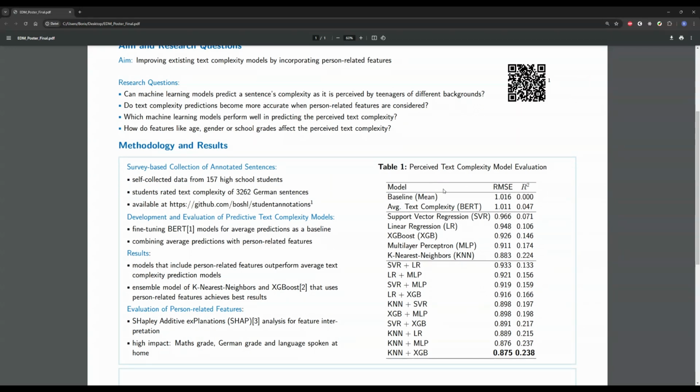In the next step, we did a Shapley additive explanations analysis for the feature interpretation. This basically means we retrained the model on different subsets of the features to isolate the features and see how different feature values, like low or high feature values, impact the predictions upwards or downwards. We noticed that the highest impact of the personal features was caused by the maths grade, the German grade, and the language spoken at home.